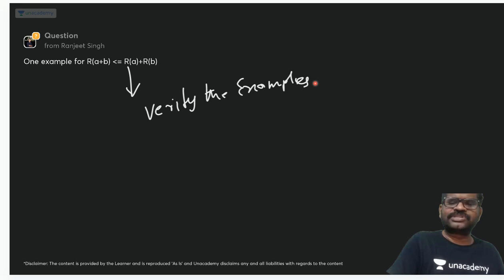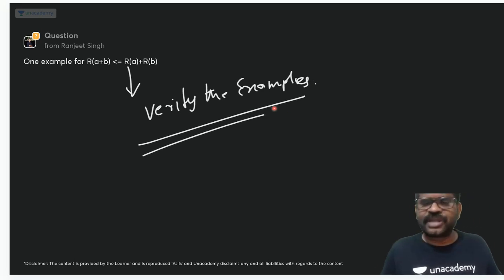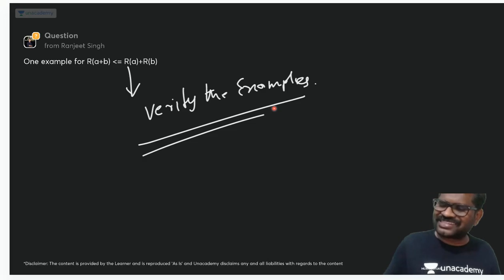Verify the example. I have given all examples, 2 examples on this property. Okay. Good night. Tomorrow we can continue with linearly independent vectors, dependent vectors, basis, dimension, right? Thank you.